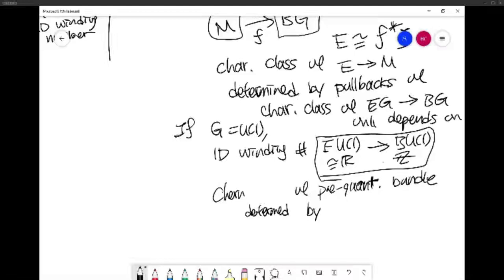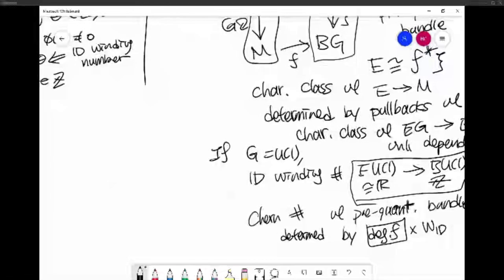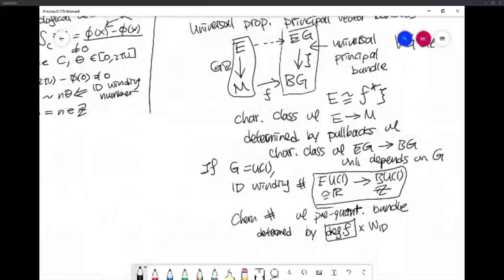First of all, the Chern class of your pre-quantum bundle is determined by the Chern class of the universal bundle, where the Chern number is the winding number. So the Chern number of your wave function, which classifies the quantum Hall effect, is going to be determined by the degree of the classifying map that you pick times the 1D winding number. And this is an integer, right?